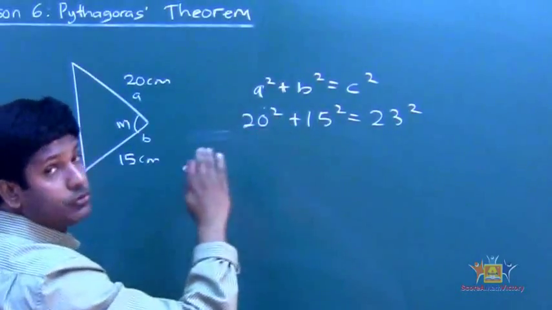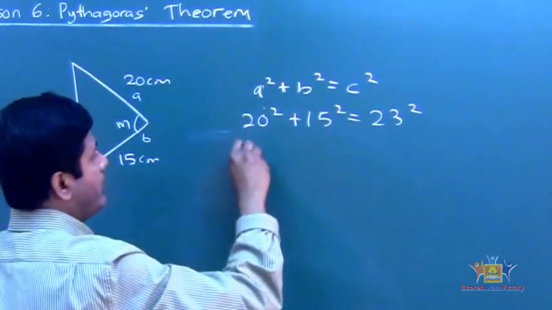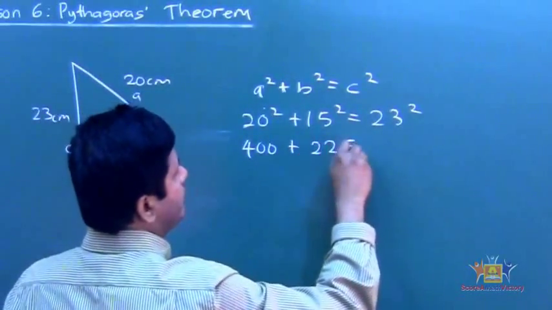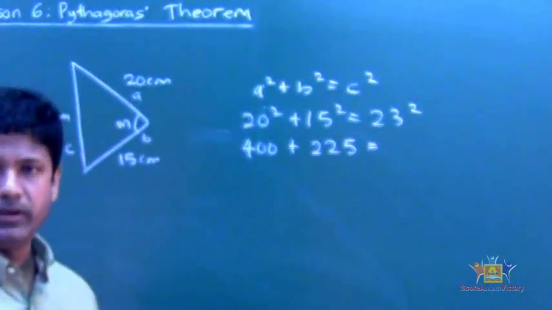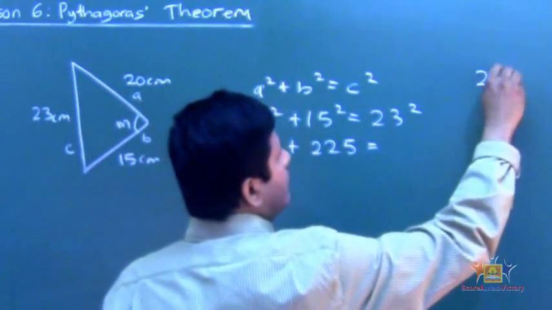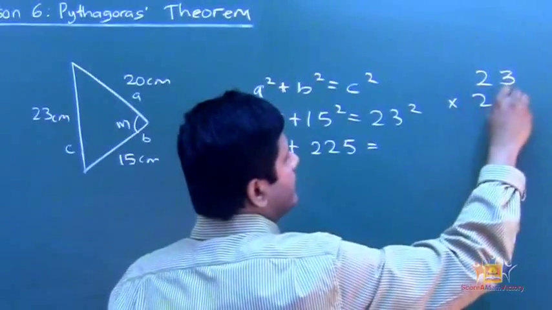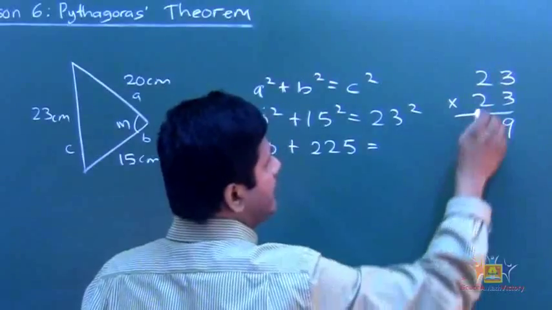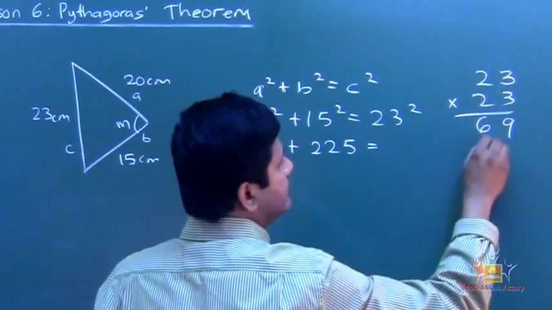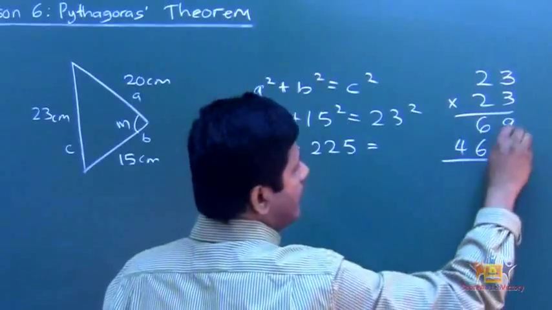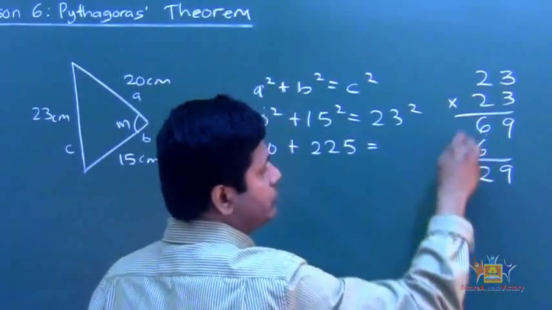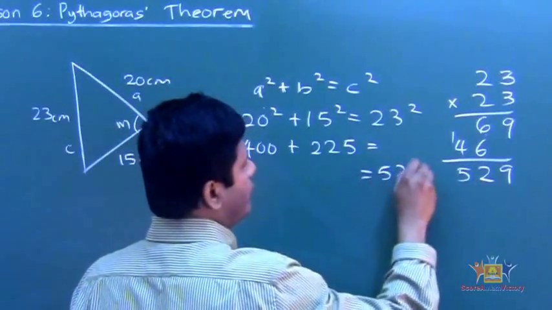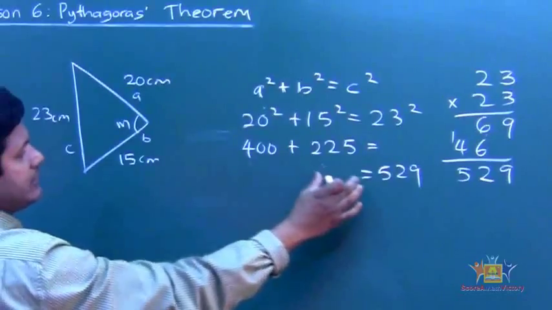Okay, 20 squared means 20 times 20, which is 400, and 15 squared is 15 times 15, 225, and 23 squared is 23 times 23. So let's times that up. Use the long multiplication approach. Let's line it up. 3 times 3 is 9, 3 times 2 is 6, and then when times with 2, I'm going to start right there. 2 times 3 is 6, 2 times 2 is 4, and then 9, 6 plus 6 is 12, 2 carry 1, 1 plus 4 is 5. So that gives me 529.